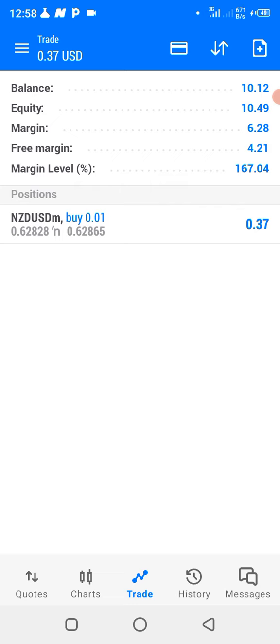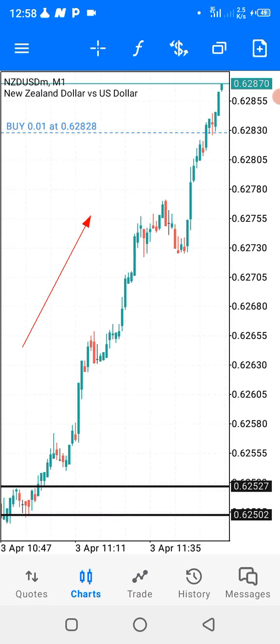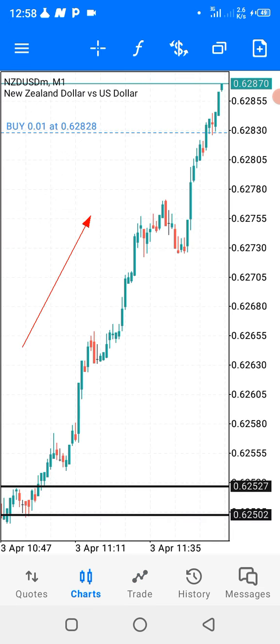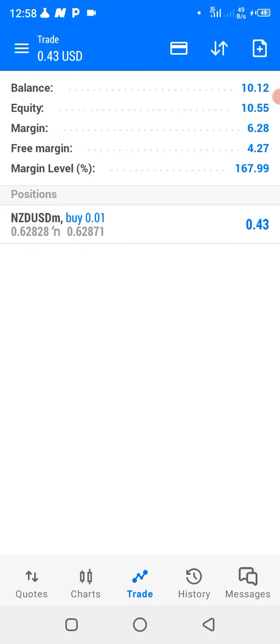So I told you guys that once I see 0.40 cents or 0.50 cents, I'm going to close this trade. That's what I told you guys. We have already hit 0.42. Let's wait for 0.52 and see how this actually plays.